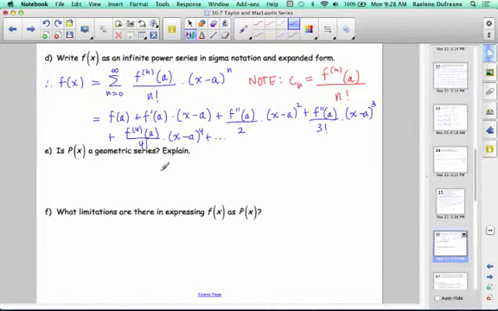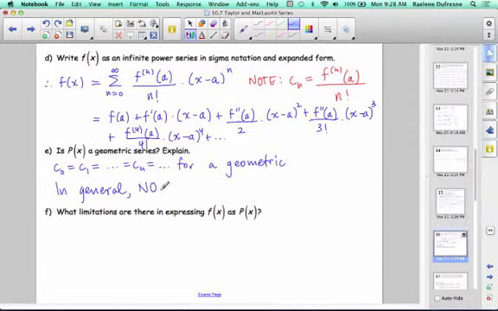Is p of x a geometric series? Well, in order to be a geometric series, C naught has to equal C1, which is equal to all Cn, etc. So in general, no. However, it is possible that f of a equals f prime of a equals f double prime of a over 2 equals f triple prime of a over 3 factorial, etc. What it would require is that the nth derivative of f at a is equal to n factorial, for example. So in general, we'll just say no.